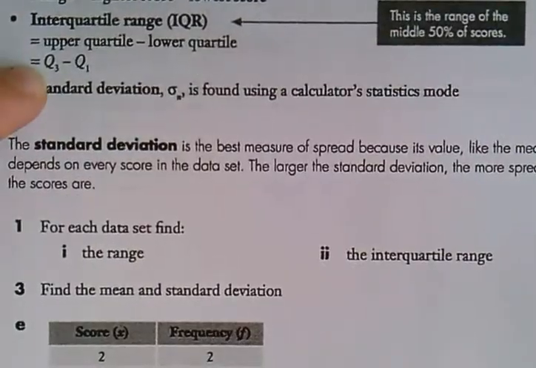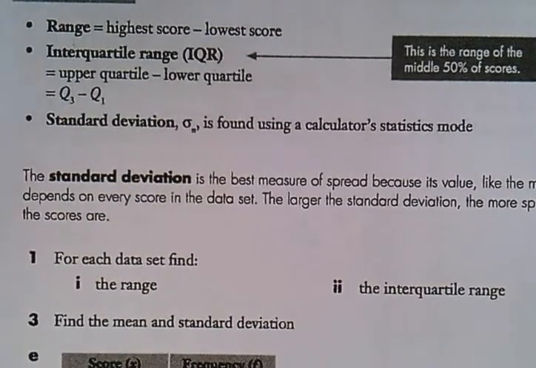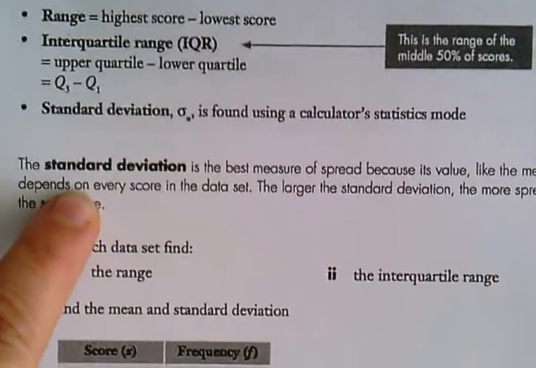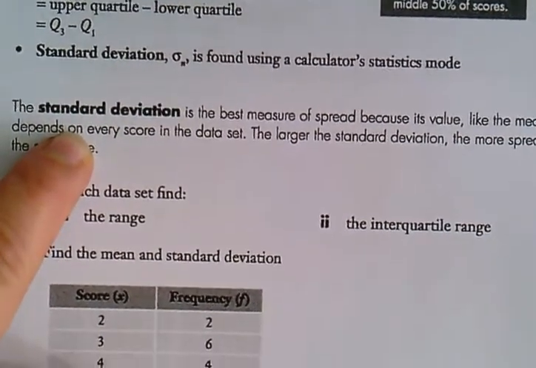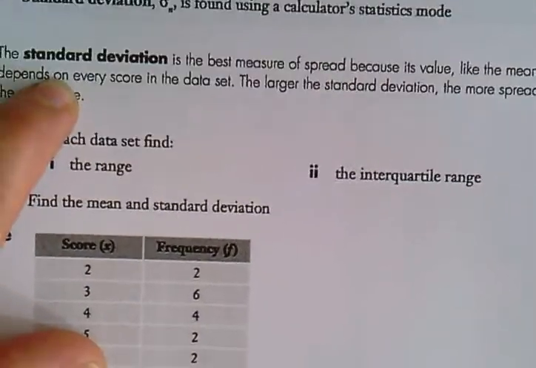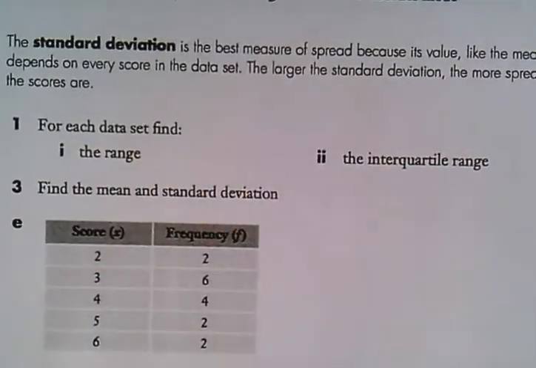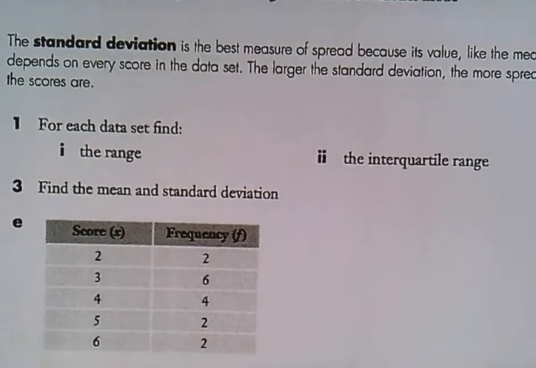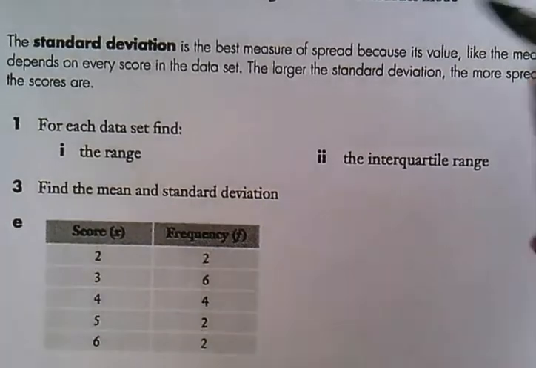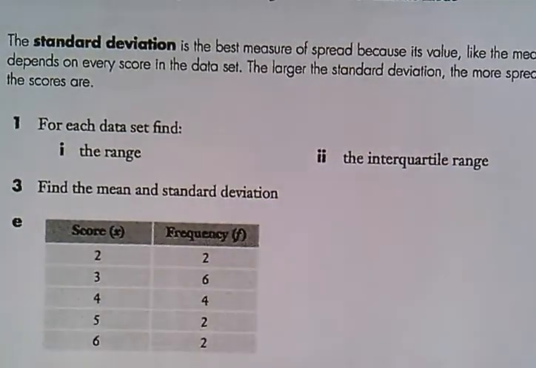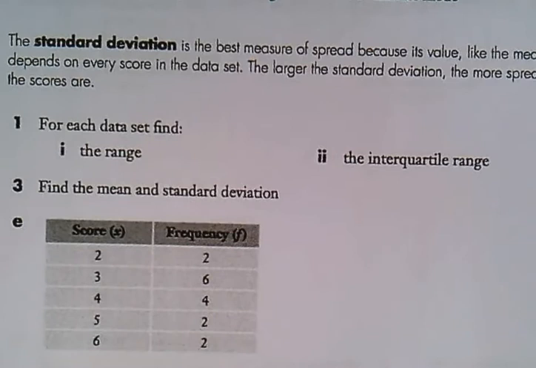Now, as you go down, each measure of spread is more accurate and better. So standard deviation is the best measure of spread because its value, like the mean, depends on every score in the data set. Standard deviation, if you deviate, it's the spread of the scores from the mean. The bigger the deviation, the more spread out the scores. It's like you're walking on a line. If you deviate, aren't you moving away from where you're supposed to go?